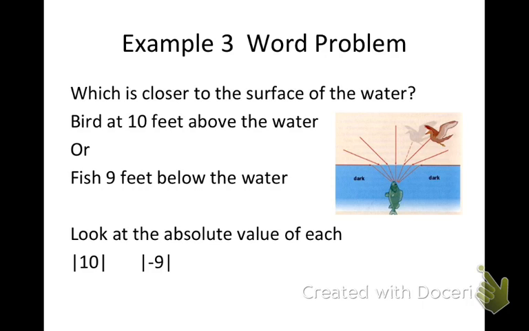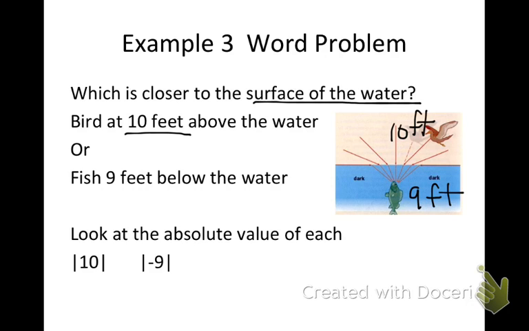Okay, copy down example 3, a word problem. You don't need to copy this all down. Copy down all the words and even just make a quick little drawing showing what's happening. So we want to know which is closer to the surface of the water. It doesn't matter if they're above or below the water. So we have a bird at 10 feet above. So here's our bird. It's at 10 feet above. And then we have our fish that's 9 feet below.